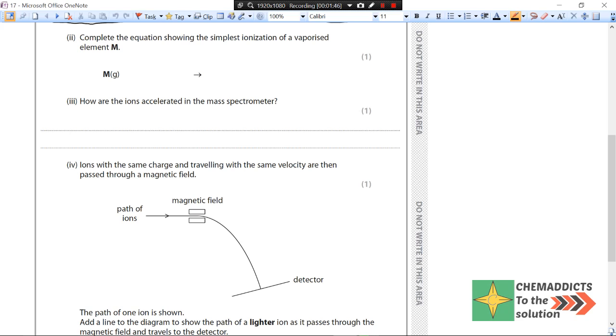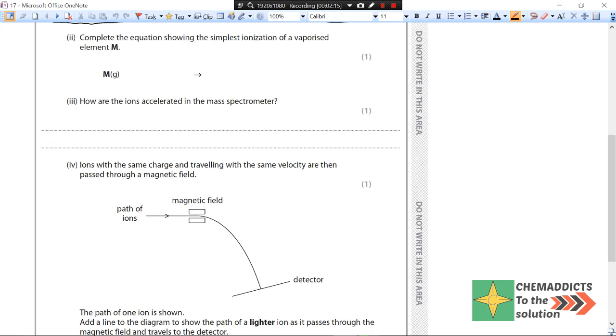Let us read this question first. Complete the equation showing the simplest ionization of a vaporized element M. So we are vaporizing this element M. If we ionize this element M, we will end up getting an ion. So how do we ionize this M?